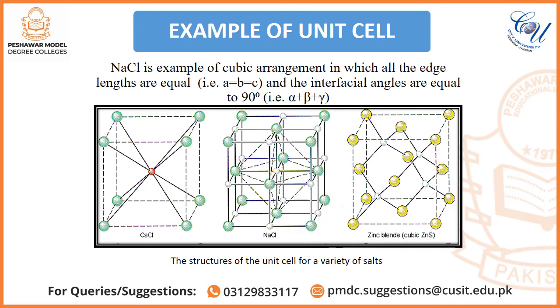The seven crystal systems of the unit cell include cubic, tetragonal, orthorhombic, monoclinic, hexagonal, rhombohedral and triclinic. They have different edge lengths and angles, and their examples are also mentioned.